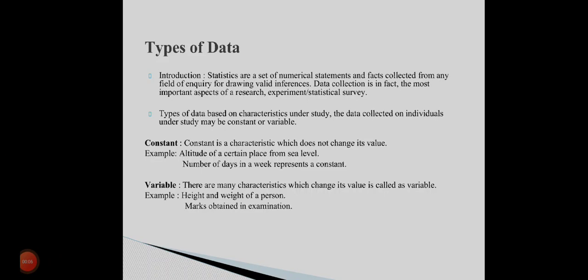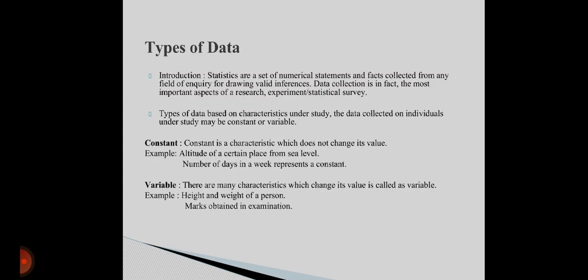So we are going to study some statistics definitions and types of data. The first one, constant. Constant is a fixed value. Constant is a characteristic which does not change its value. For example, the number of days in a week represents a constant.